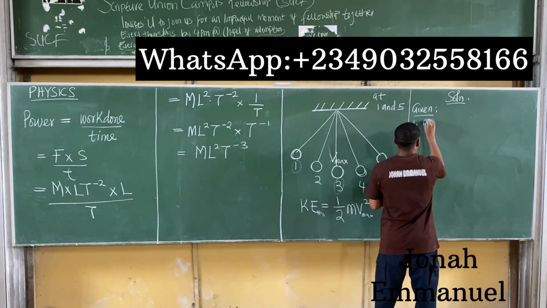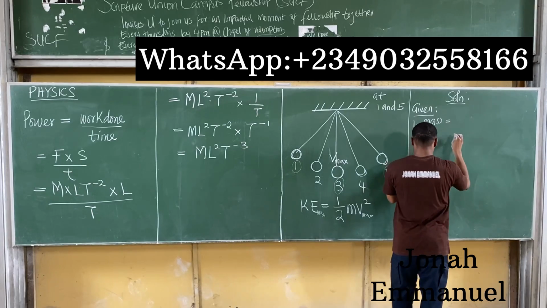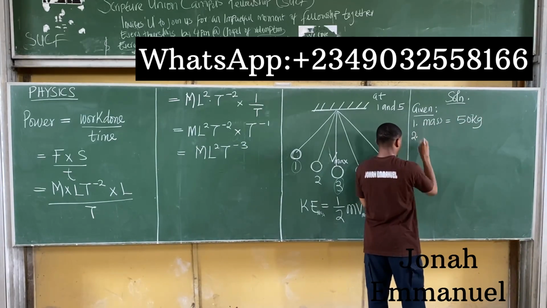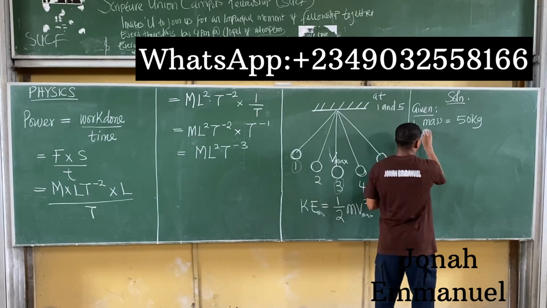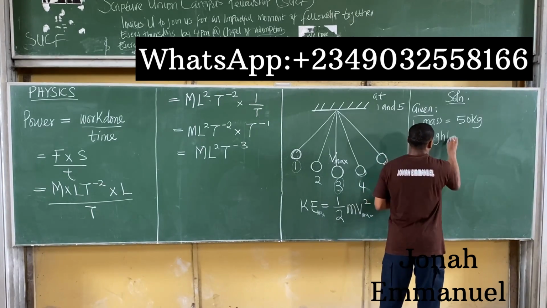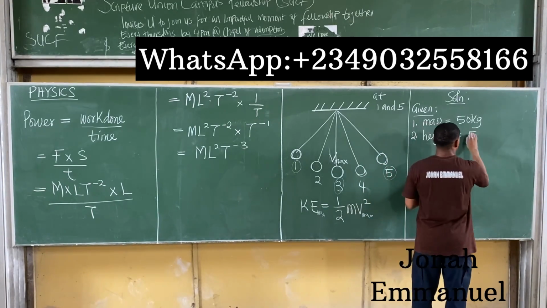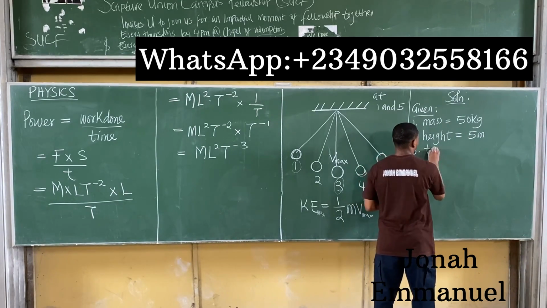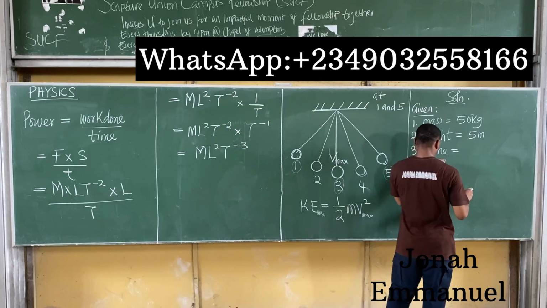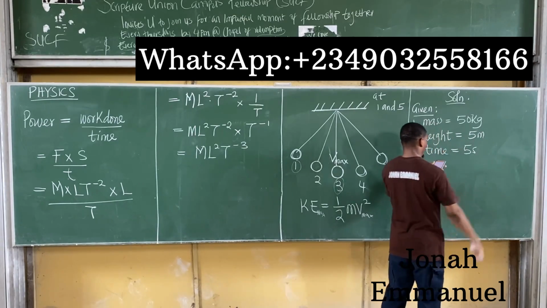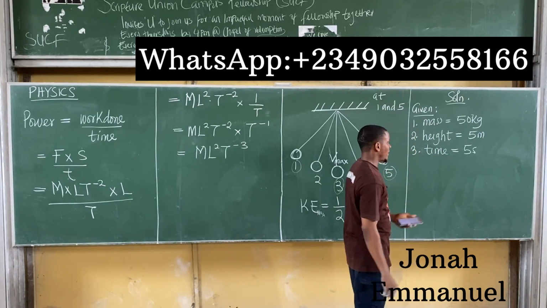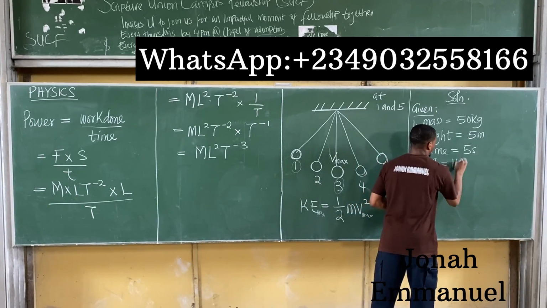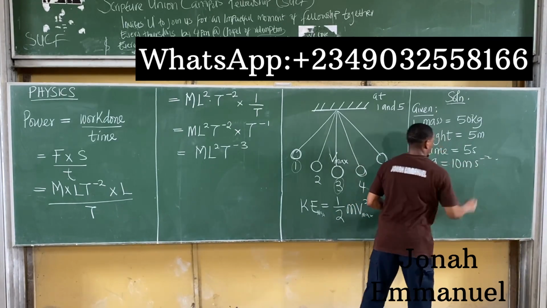Number 1, I'm given mass, mass equal to 50 kilograms. Number 2, I'm given height. It says stairs of height, so height is equal to 5 meters. Number 3, I'm given time t equal to 5 seconds. All right, you have to find the power. They say you should take g as 10 meters per second squared.